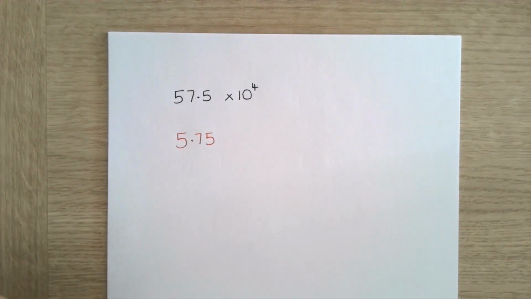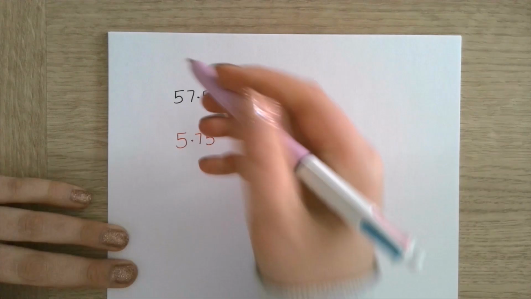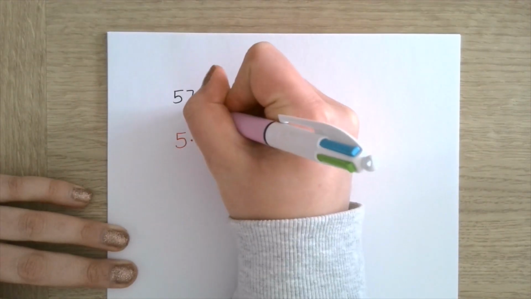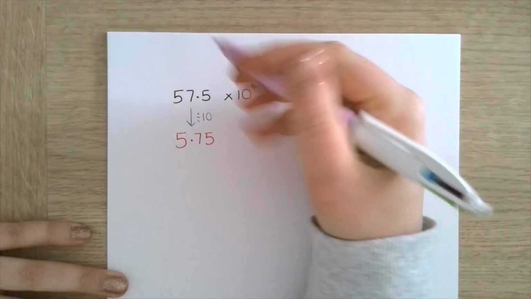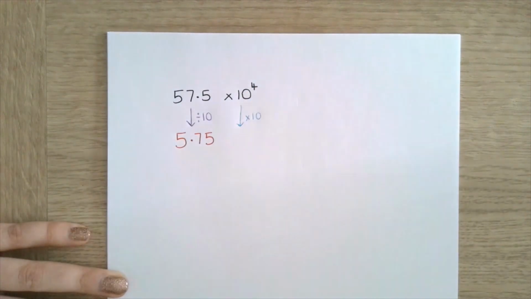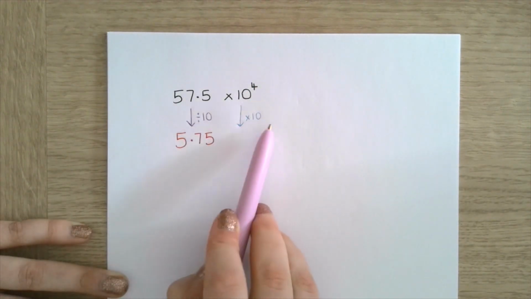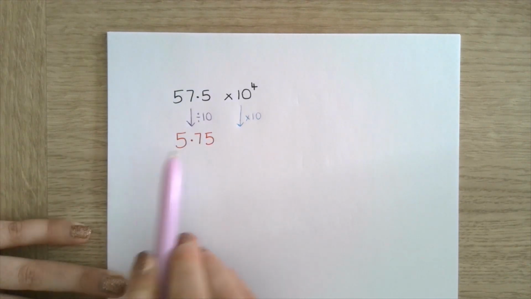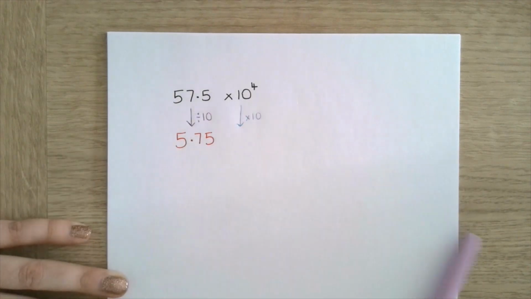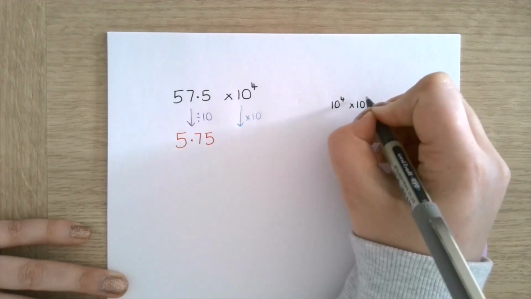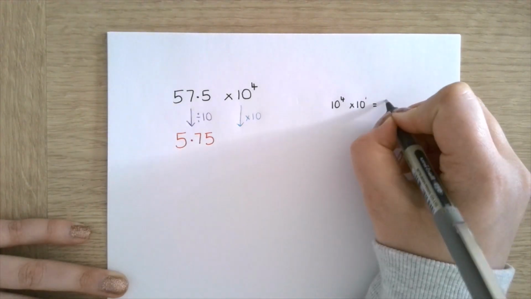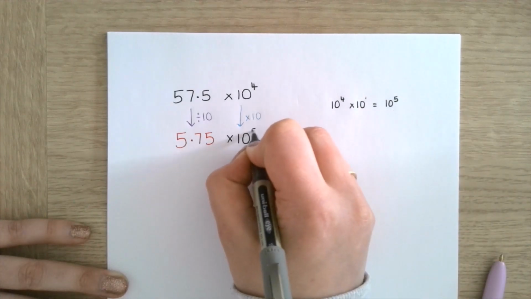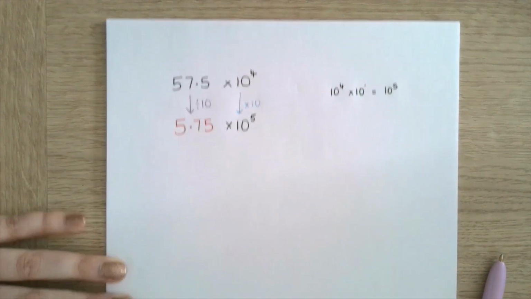To get 5.75 from 57.5, I have actually divided this by 10. Hopefully we're happy with that. And because I've divided that by 10, I then need to multiply this by 10. And the reason I need to multiply this by 10 is because I need to keep it exactly the same. So if I've divided by 10 here, to keep the number exactly the same value, I'm going to need to multiply by 10 here. If I've got 10 to the power of 4, and I multiply it by 10, using my laws of indices, technically that's a power of 1 that 10's got. So when I'm multiplying, I add my powers, so it becomes times 10 to the power of 5. This is now that written in standard form.